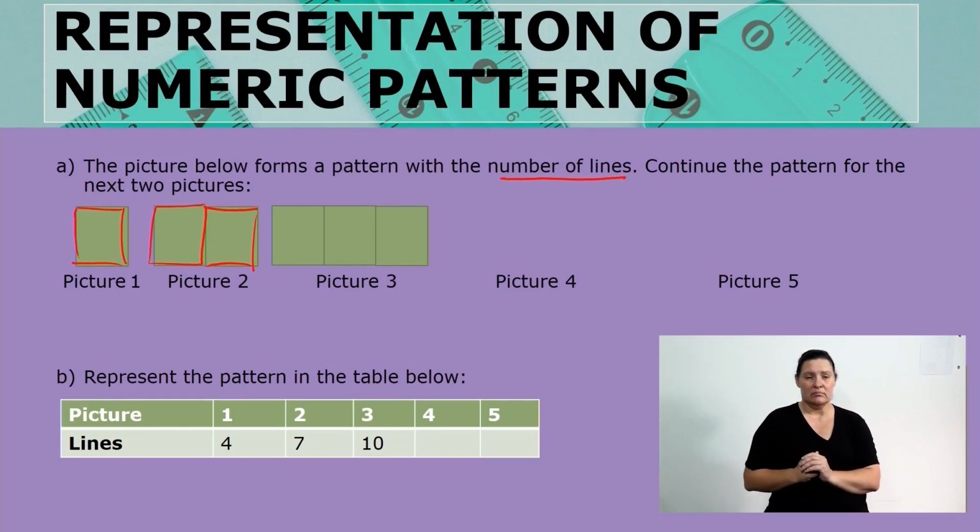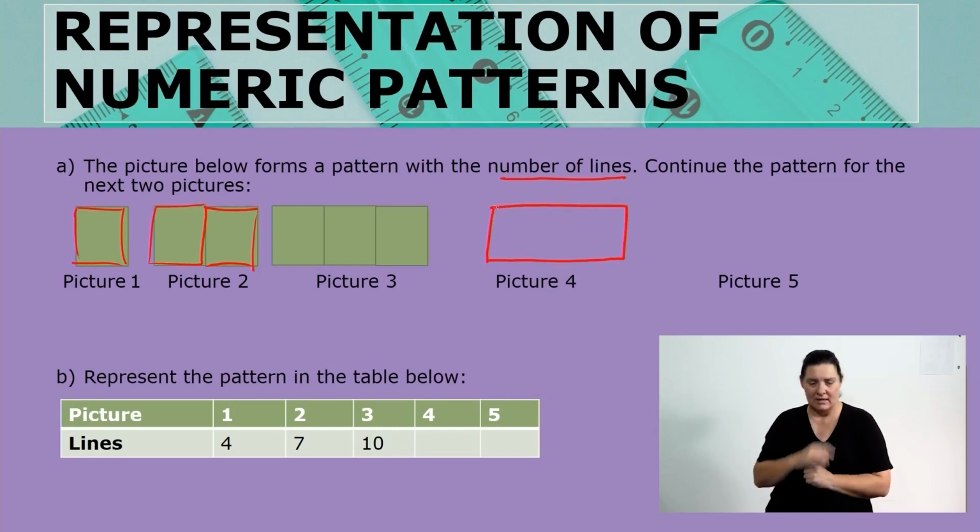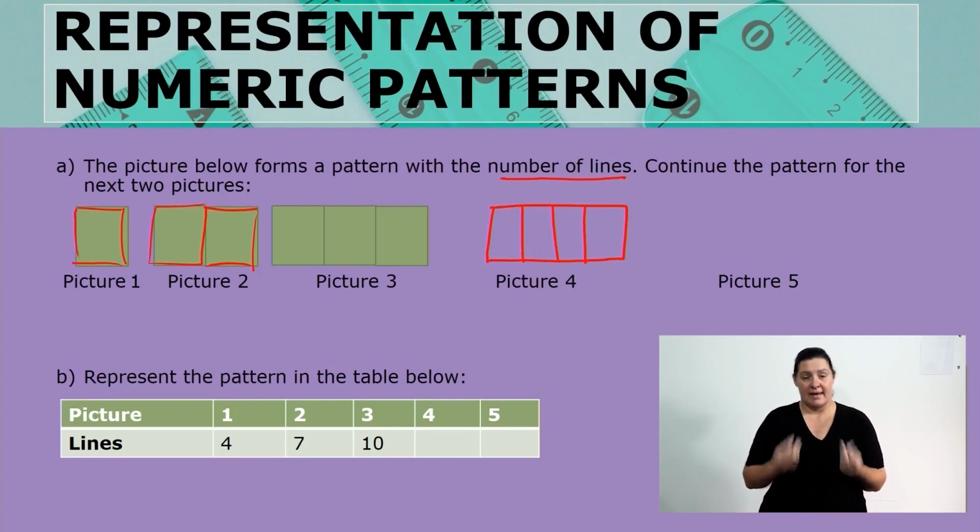Now, how many squares are we going to have in the next picture? So we have here 3 squares, and then the next picture is going to have 4 squares. But we are looking at the number of lines. So let's count how many lines we have here. That is 1, 2, 3, 4, 5, 6, 7, 8, 9, 10, 11, 12, 13.